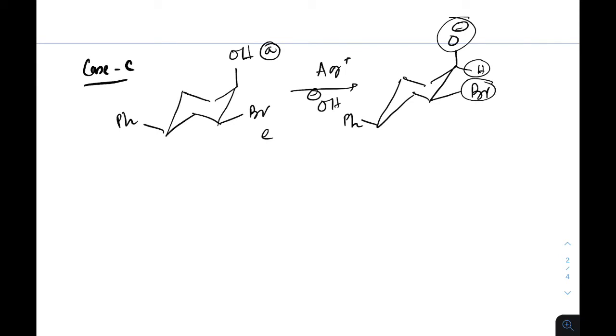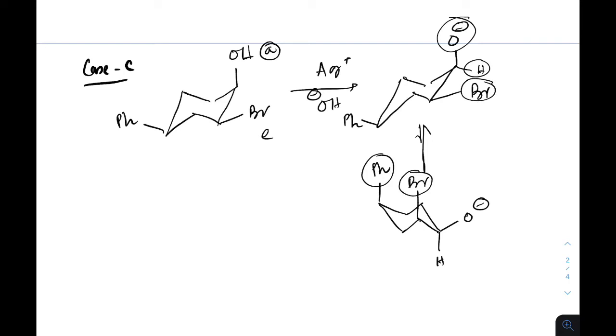But we have to remember that there is another possibility for this structure, just by flipping. After flipping, it will give a product like this, where phenyl will go into an axial position, which is very unfavorable, and Br will go axial, and this O minus will go into equatorial position. Okay, this is very less populated because this phenyl and bromine are in the same position. There is a strong interaction, and moreover both are axial. There is a strong syn-diaxial interaction.